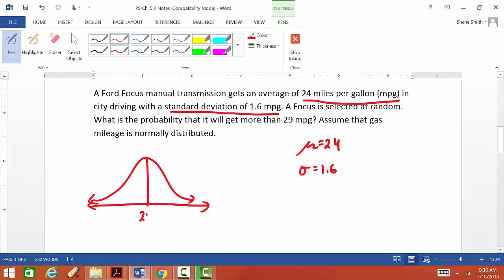So 24 is in the middle, so 29 is going to be way out here. So this probability, just by looking at it, is pretty small because 29 is pretty far above the mean. Given that the standard deviation is 1.6, our probability should be pretty small here. So let's see if we are correct in that.